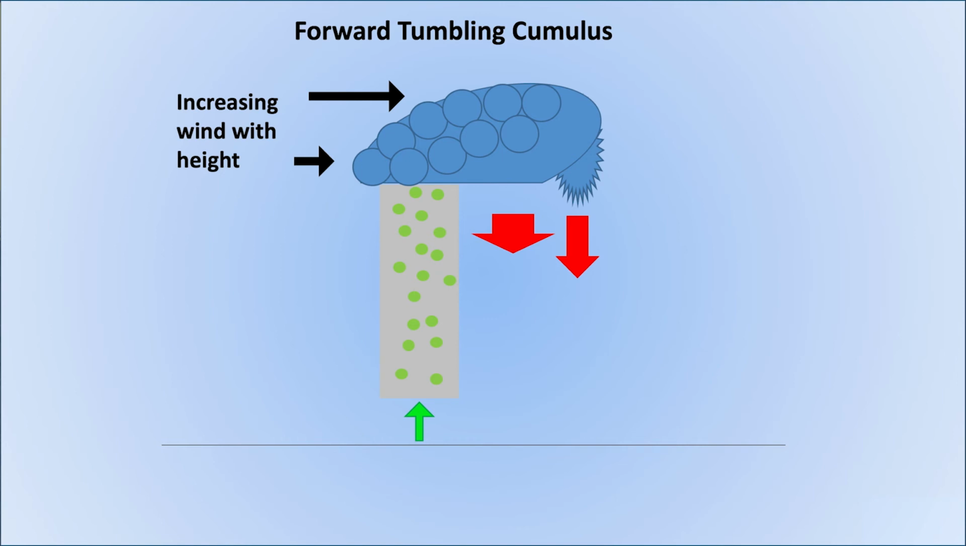Here we have forward tumbling cumulus. We see change of wind with height, pushing the top of the column over, and now it's rotating. It's not quite as simple and clear as the standard column thermals when we enter them. The structure is a bit imbalanced.